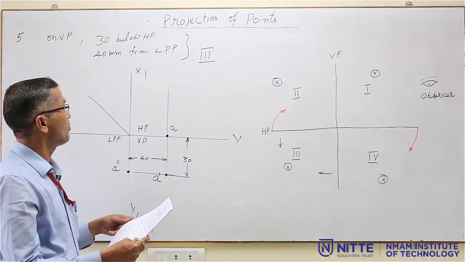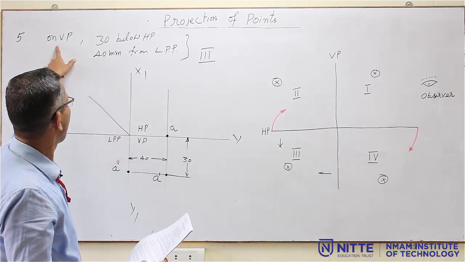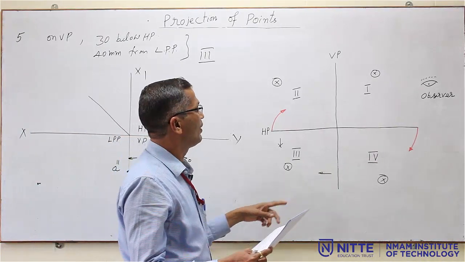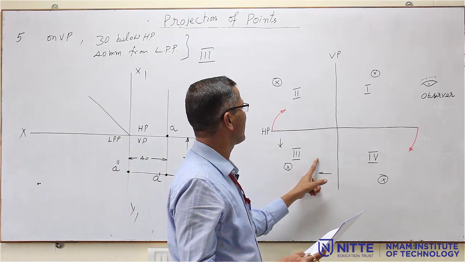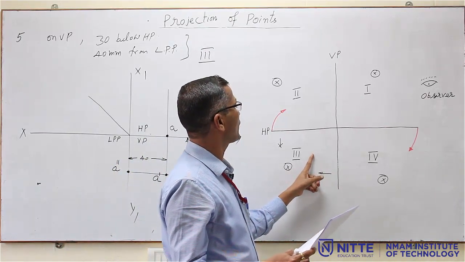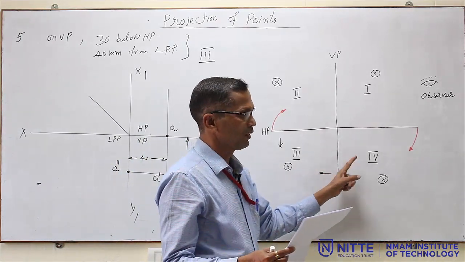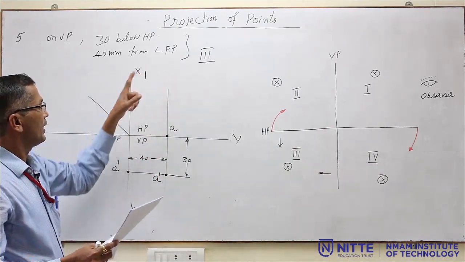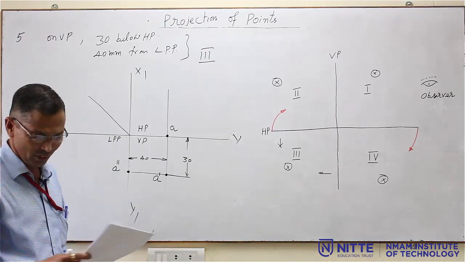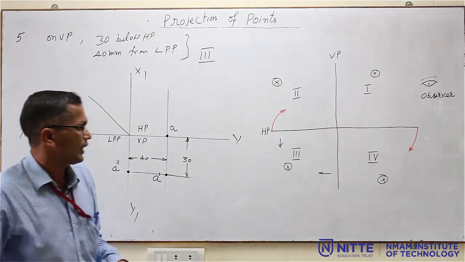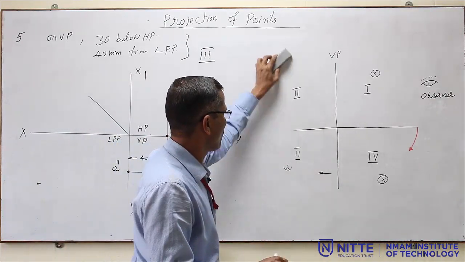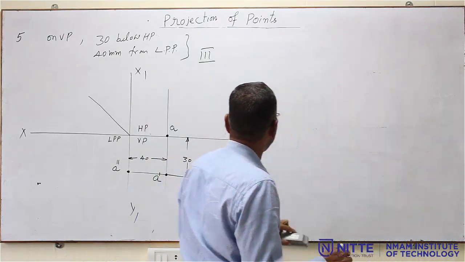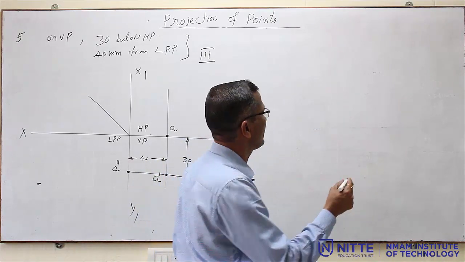Generally, in some problems they will say the point is on VP, with no need of giving the distance. Then it is left free for you to select the quadrant. You can select either third quadrant or fourth quadrant. In this solution we have taken it as third quadrant. Now the same problem I can solve with the fourth quadrant also. I will show you. If I solve it in the fourth quadrant, I will also get the same solution.